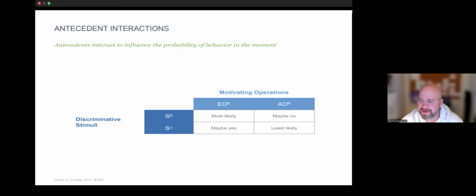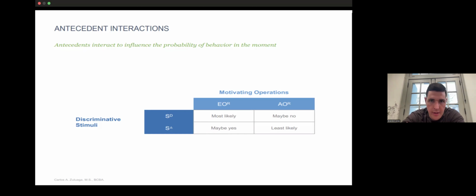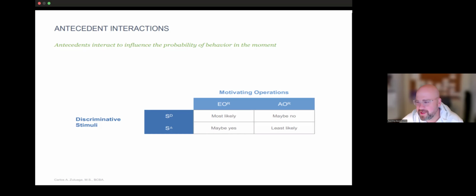But the store's open, so maybe I won't engage in that behavior. Okay, gotcha. So maybe I won't pull in because there's no motivation to access that consequence, but the SD is in place.